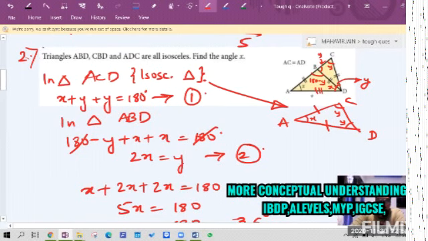The second equation is in triangle ABD. If you see triangle ABD, so this is A, B, and D. I already have this as x, this as x, and this is 180 minus y. 180 minus y. Do you understand this? I hope that's clearly understood.